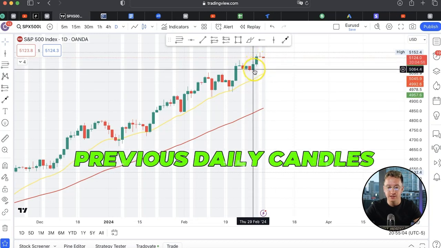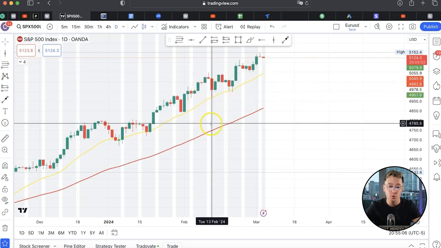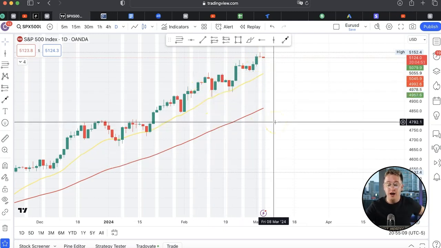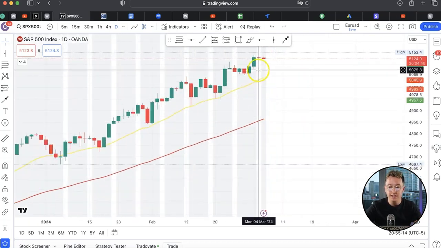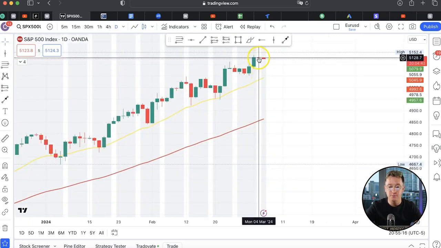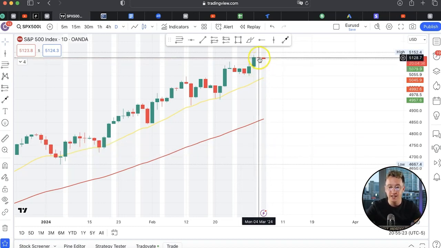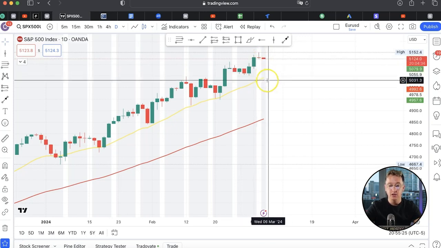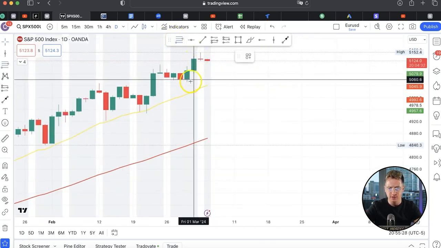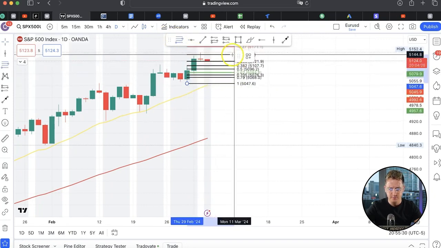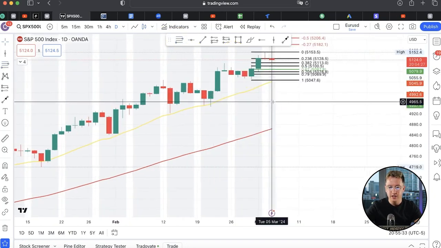You can look at the previous daily candles for the past week, the past month. Usually what I'm doing is I'm looking at the previous daily candle. So our previous daily candle did close as a bearish shooting star. For all the people that did watch my previous video to this one about candlesticks, this candle right here is a bearish shooting star.